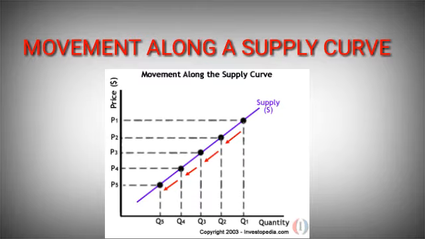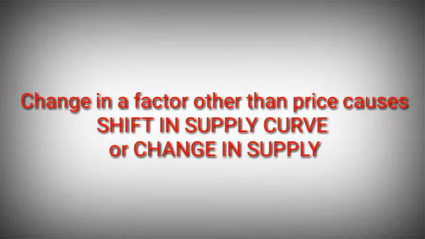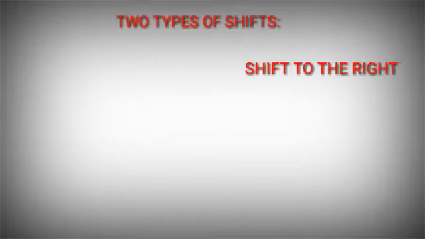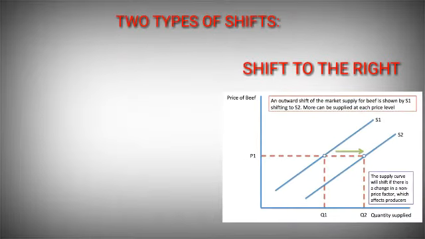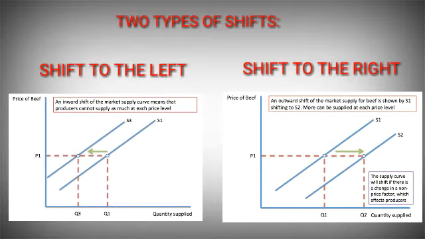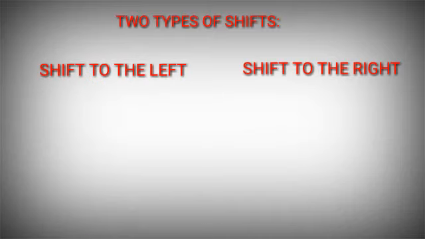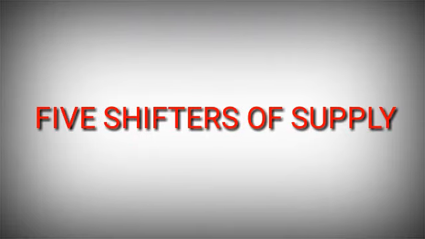On the other hand, if the amount supplied is affected by anything other than a change in price, then there will be a shift in supply. This can also be a shift to the right, which indicates an increase in supply, or shift to the left, which indicates a decrease in supply. Now let's talk about the 5 shifters of supply.